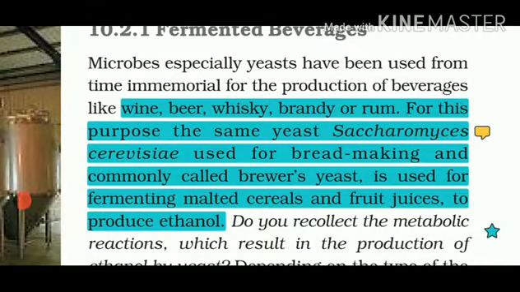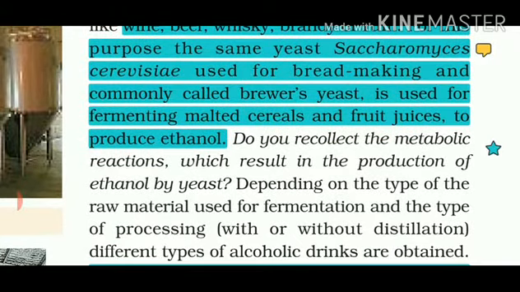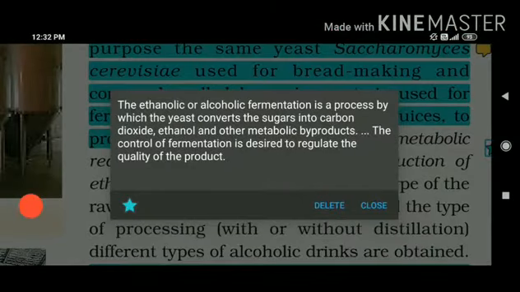So here the yeast, which we call brewer's yeast, its scientific name is Saccharomyces cerevisiae, which we have studied in the first video lecture also, used in bread making. Now the question comes, do you recollect the metabolic reactions which result in the production of ethanol by yeast? So we have already talked, it is either ethanolic or alcoholic fermentation which takes place when sugar converts into ethanol, carbon dioxide and other byproducts.